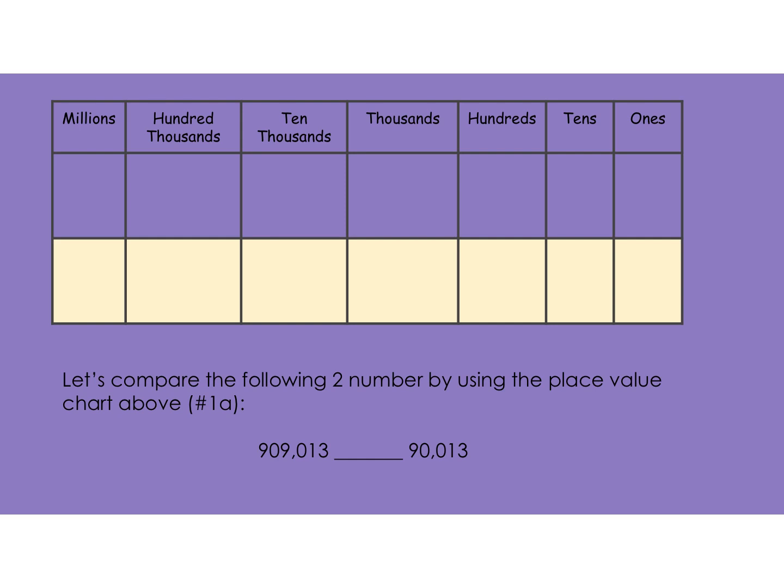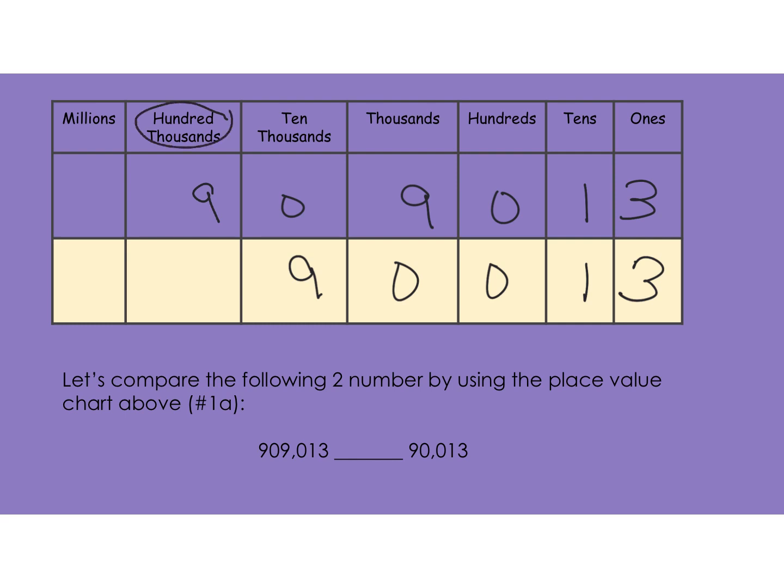Okay, this one is on your homework, number 1A. So I'm going to put it in the place value chart, and we're going to compare the two numbers. Okay, the one number has 6 digits and one number has 5 digits. So if I start over here with my greatest value, I have 900,000 and I don't have any here. So I know that this number at the top is greater. So I'm going to put the greater opening to the 909,013 is greater than 90,013.